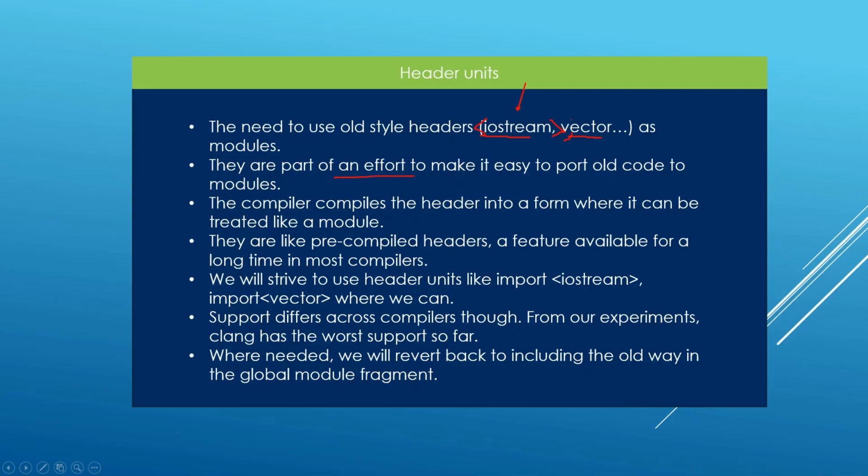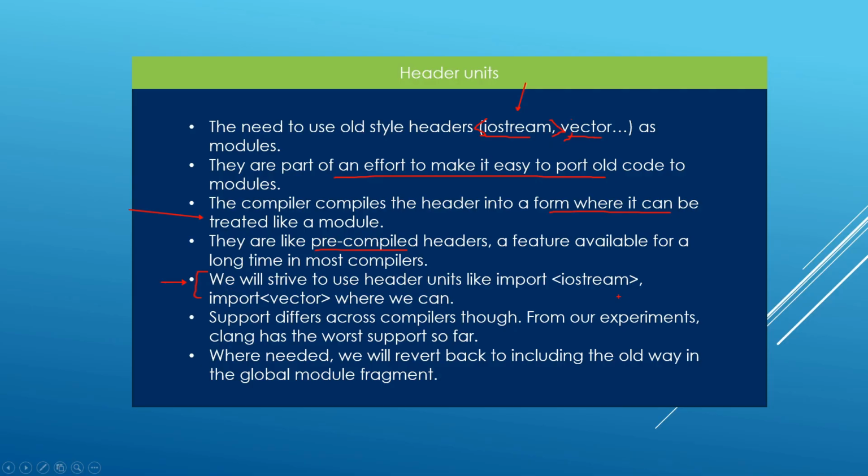They are part of an effort to make it easy to move all the code to modules. The compiler is going to compile the header into a form where it can be treated like a module. This is what we just said. And if you have used precompiled headers in old C++ code, the idea is the same. They are precompiled in a way that we can treat them as modules.